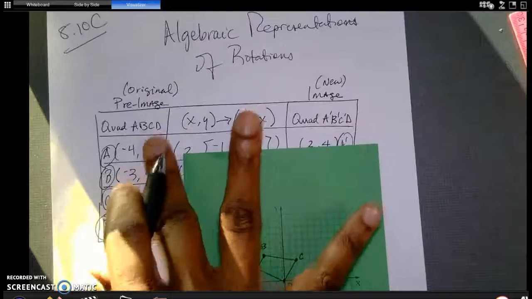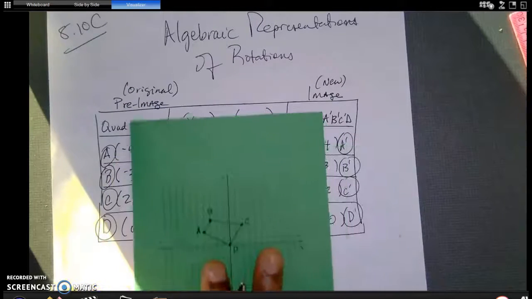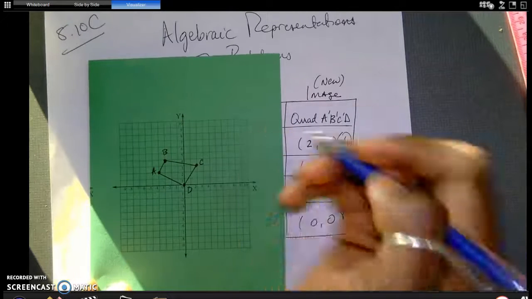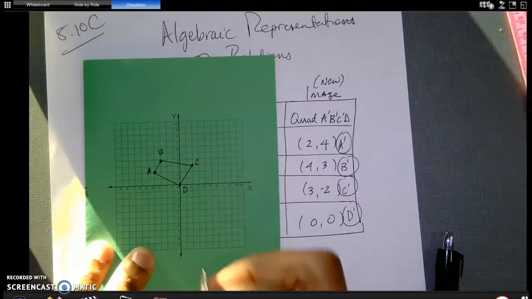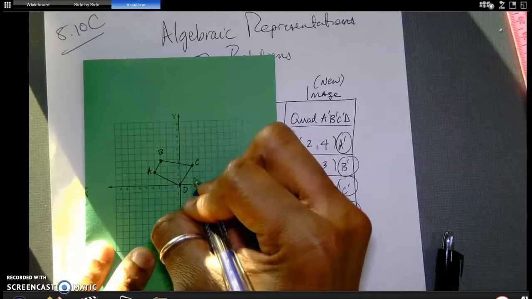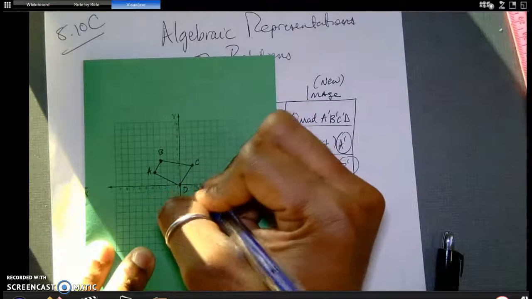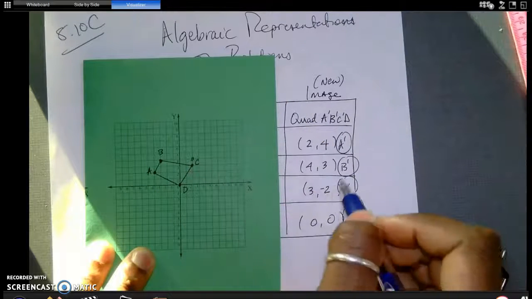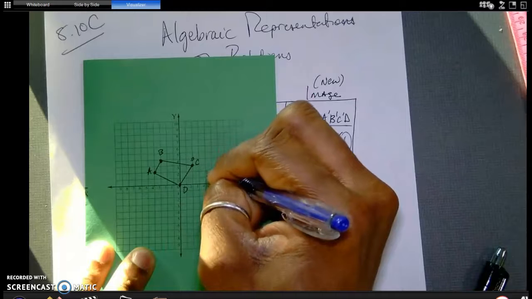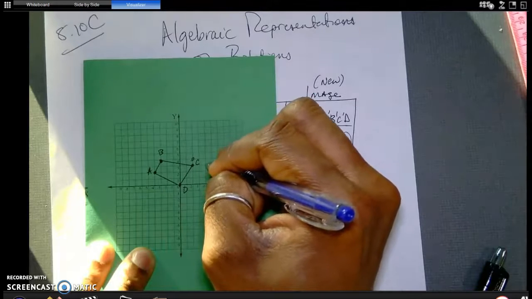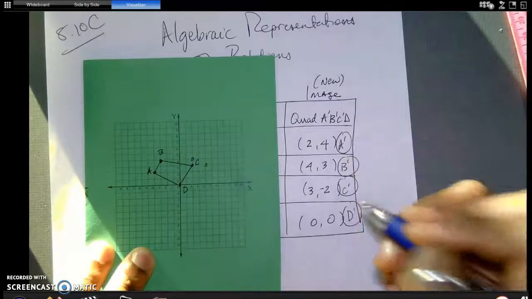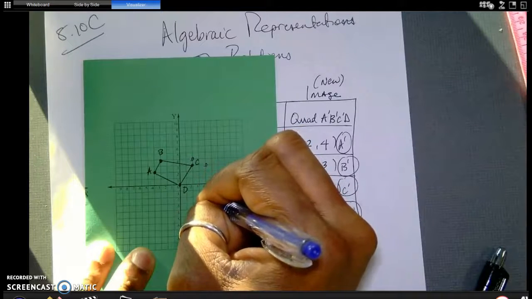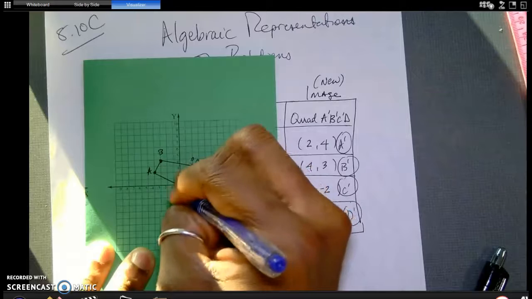So remember, we have our pre-image here, or the original, then we have our image, or our new. I'm going to try to use a different color here. So for my new, we have 2, 4. Remember, this is going to be a rotation. Okay, you can't really see the blue that well. 4, 3. Make sure I'm doing this properly. We have 3, -2, and then we have 0, 0.